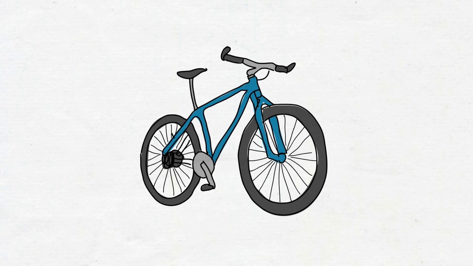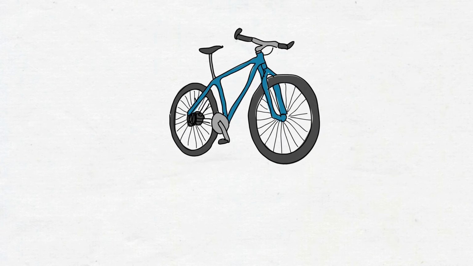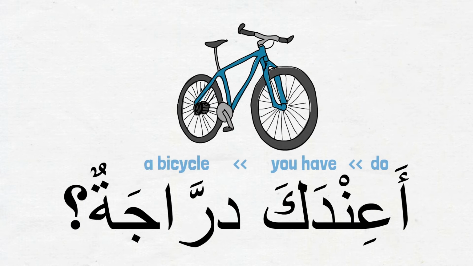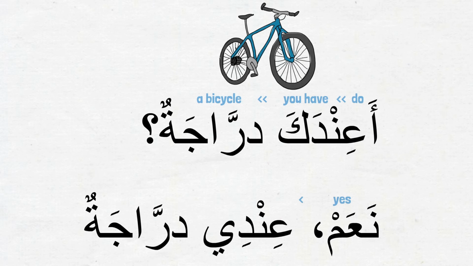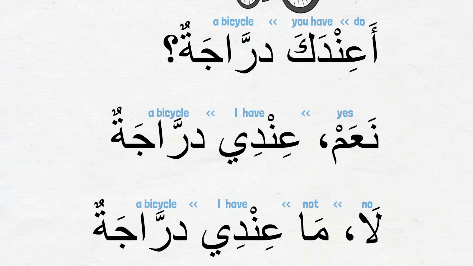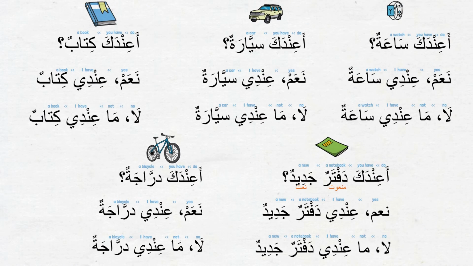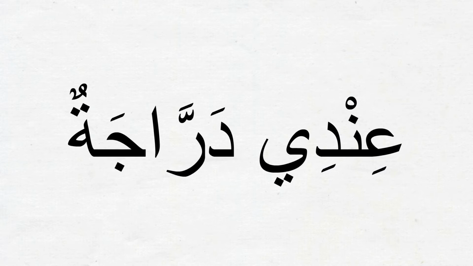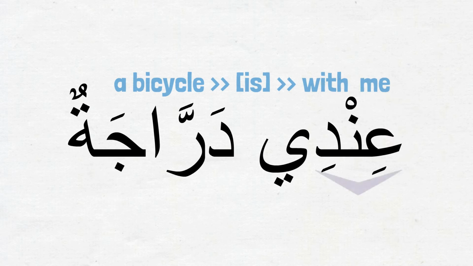And the last ism is دراجة. So we want to ask, do you have a bicycle? أعندك دراجة? To which we can either say نعم عندي دراجة, yes, I have a bicycle, or لا ما عندي دراجة. No, I do not have a bicycle. Let's talk a bit more about the structure of this response. عندي دراجة. Remember, literally, word by word translation is a bicycle is with me.